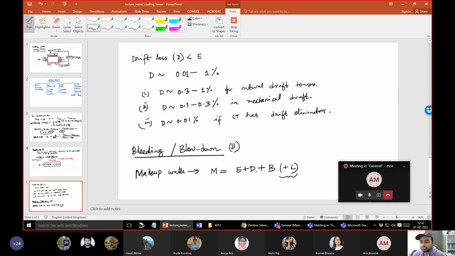Okay, so there could be some possibilities of some leakage somewhere. That has to again be compensated by the makeup water. Right? But in an ideal situation, there is no leakage, so you can drop that leakage term. This is clear to all of you?